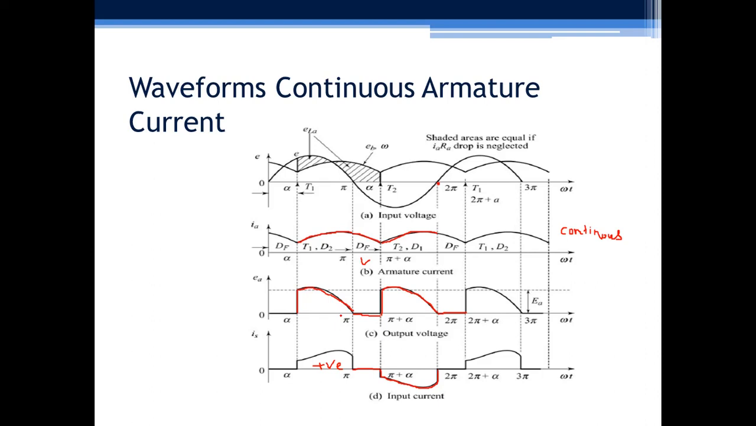So here you can observe that we get the DC voltage from AC voltage, and by changing the firing angle alpha we can change the average output voltage. Here current is continuous current.